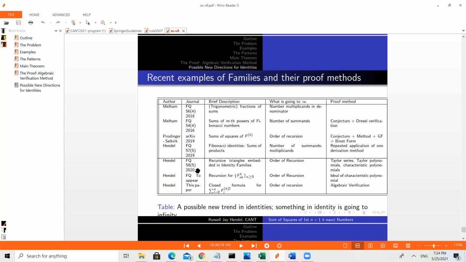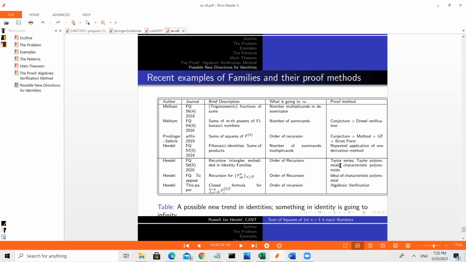I had a paper last year, so all of this is recent. I was looking at recursive triangles embedded in identity families. So I was looking at strange families of identities. The order of the recursion was going to infinity. And they had lots of zeros, and the zeros surrounded rows which were growing. So it was a triangle embedded inside an identity. And if you let the order of the identities go to infinity, the triangle grew, and the triangle had its own recursion. And the way I proved that is interesting.